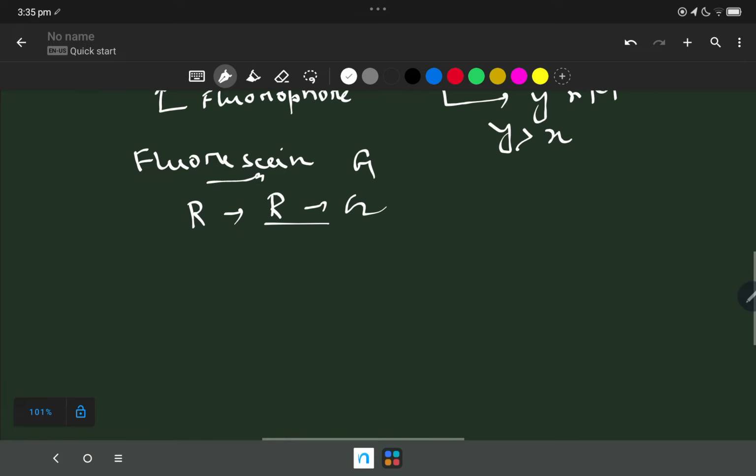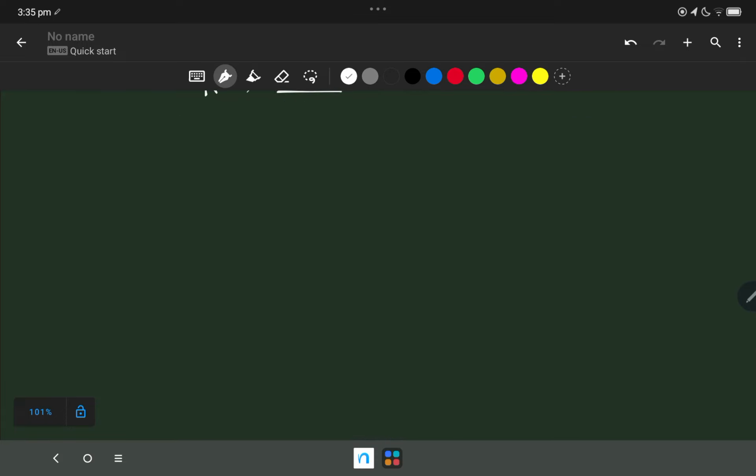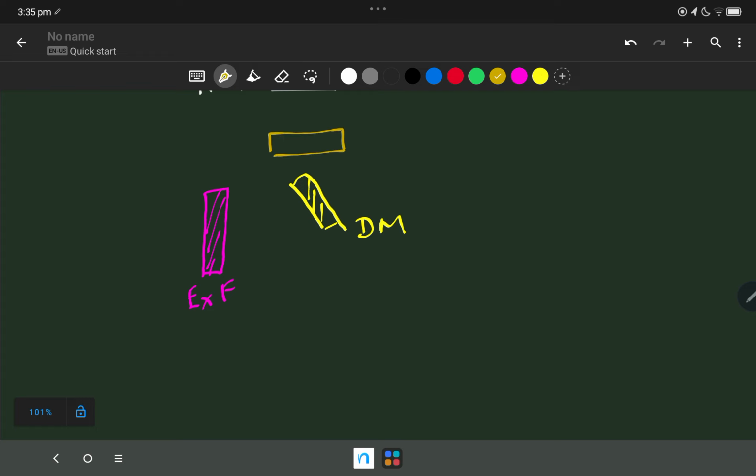Now a fluorescence microscope has three basic components. Let me try to draw. Suppose this is the excitation filter. There will be one dichroic mirror. This is the dichroic mirror. And another thing will be the emission or barrier filter.